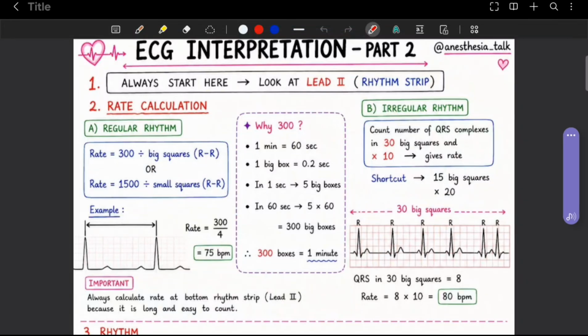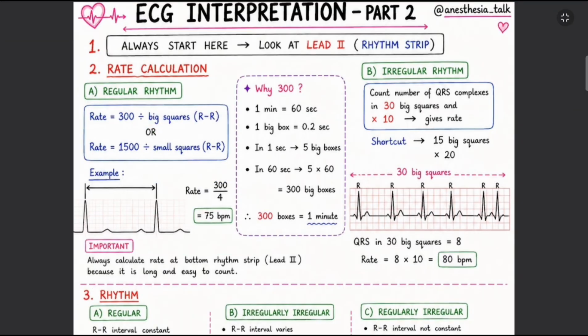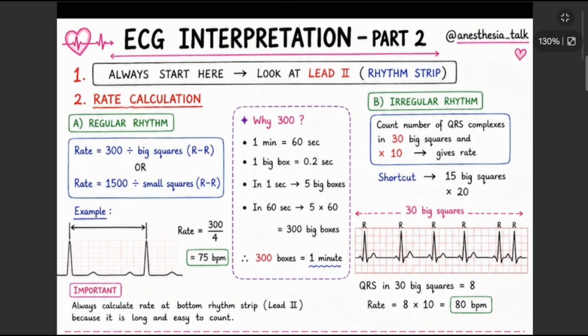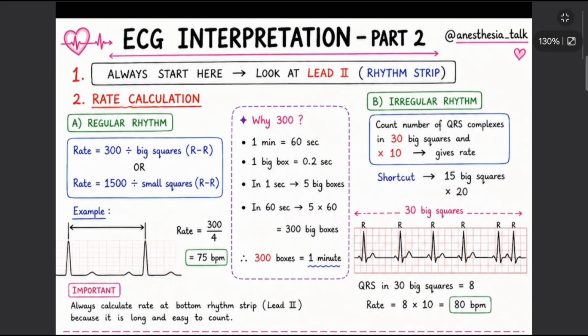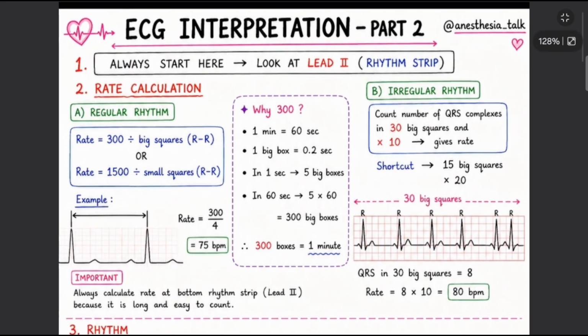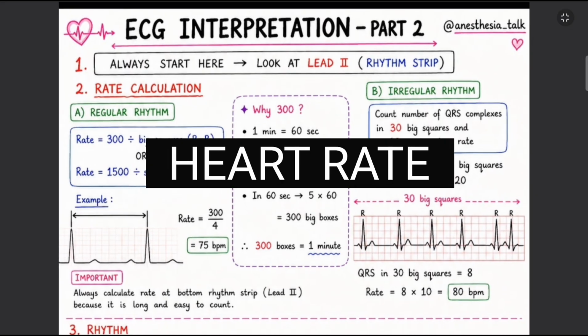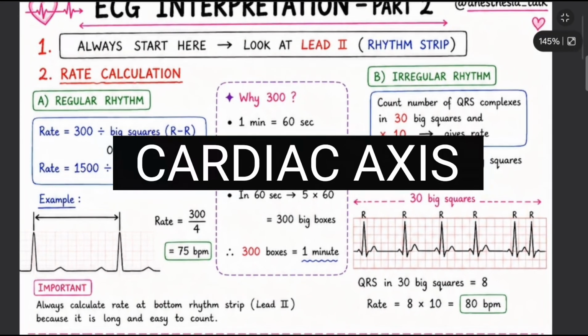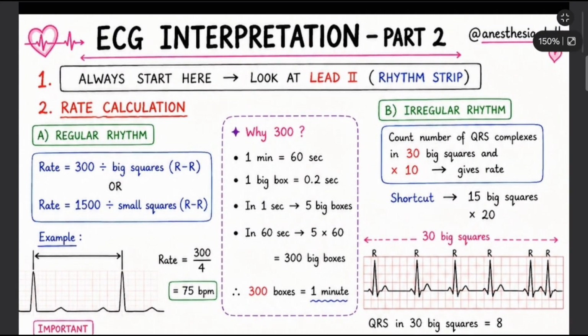Welcome back to the ECG Interpretation series. In part 1, we learned how to identify ECG leads and understand the basics. Today, we'll cover the most practical part of ECG interpretation: how to calculate heart rate, identify rhythm, determine the cardiac axis, and avoid common mistakes. By the end of this video, you'll have a simple step-by-step approach that you can use for every ECG.